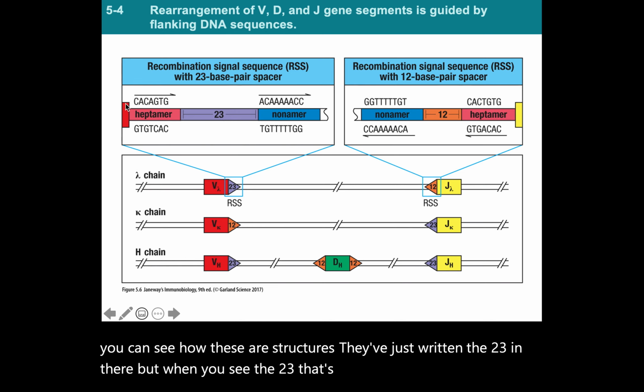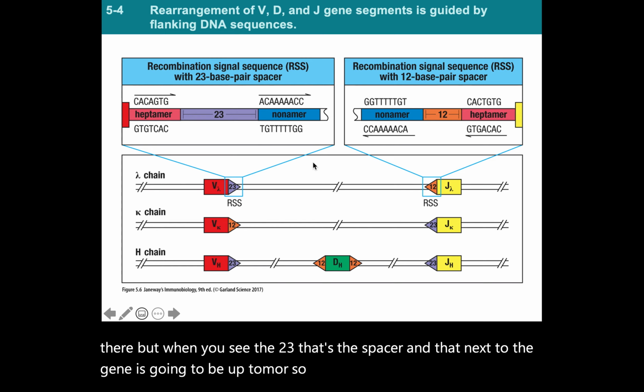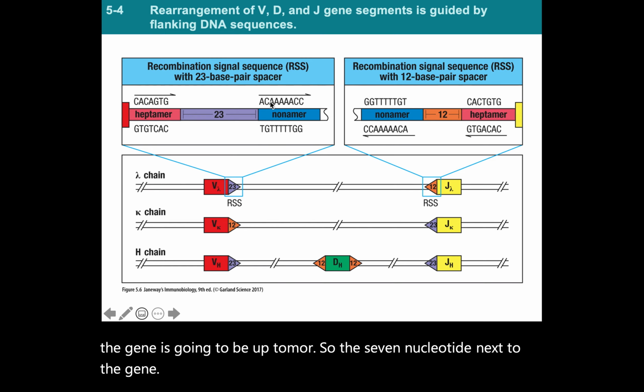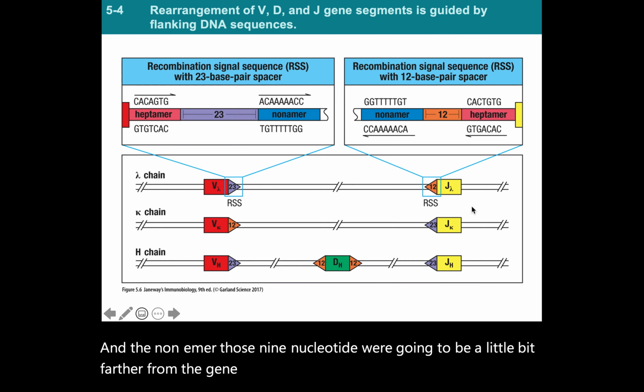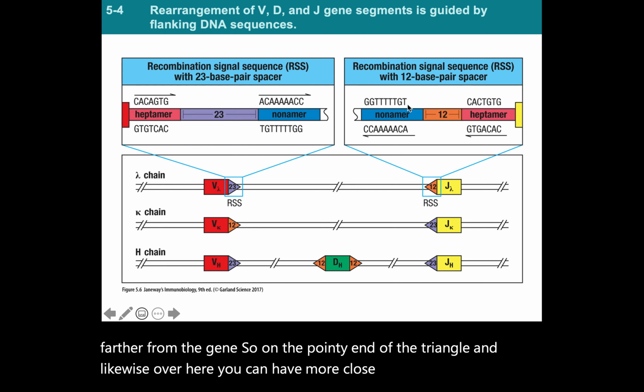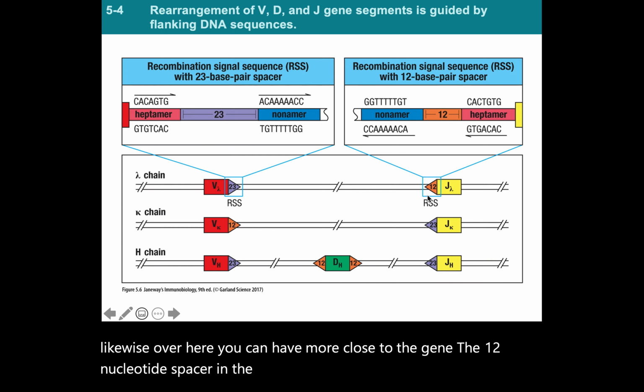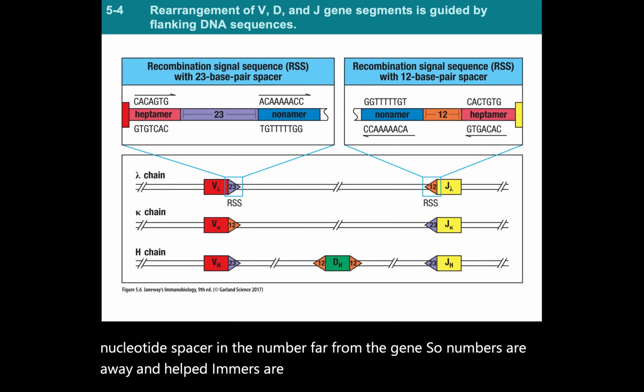And you know that next to the gene is going to be the heptamer, so the 7 nucleotides next to the gene. And the nonomer, those 9 nucleotides, are going to be a little bit farther from the gene, on the pointy end of the triangle. And likewise over here, you're going to have the heptamer close to the gene, the 12 nucleotide spacer, and the nonomer far from the gene. So nonomers are away and heptamers are right close to the gene.